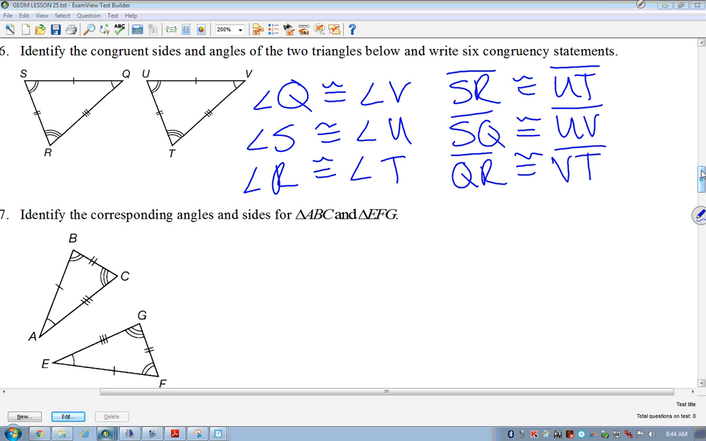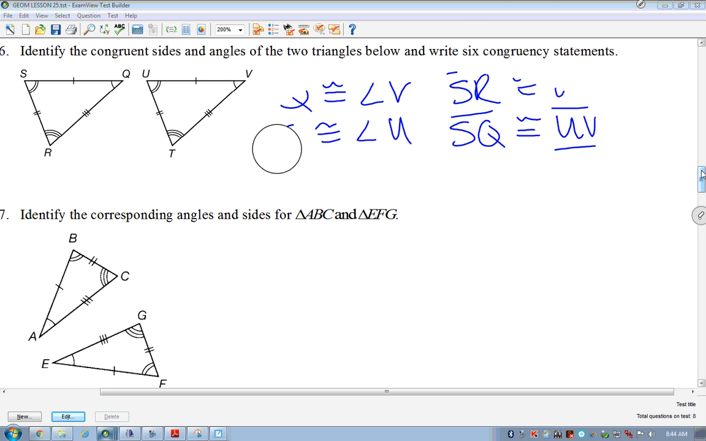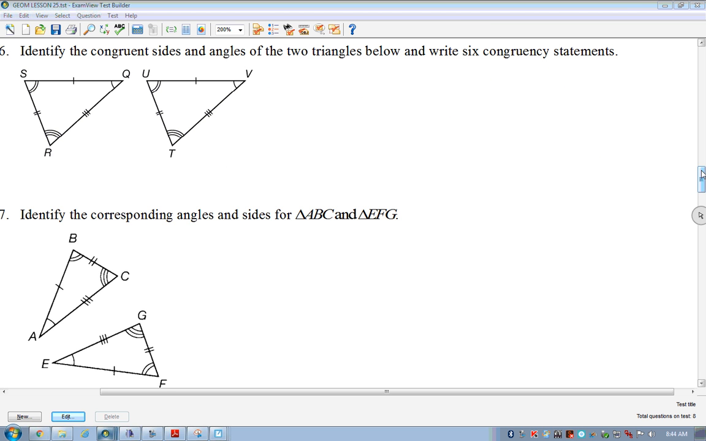All right, number 7 says identify the corresponding angles and sides for triangle ABC and EFG. That's the same thing. I'm not going to go through that again. It's the exact same process that you just went through on number 6. Okay.